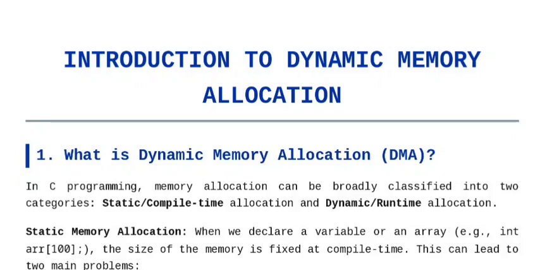About the introduction to dynamic memory allocation. So what is DMA? In C programming, memory allocation can be broadly classified into two categories. They are the static or compile time allocation and the dynamic or runtime allocation.